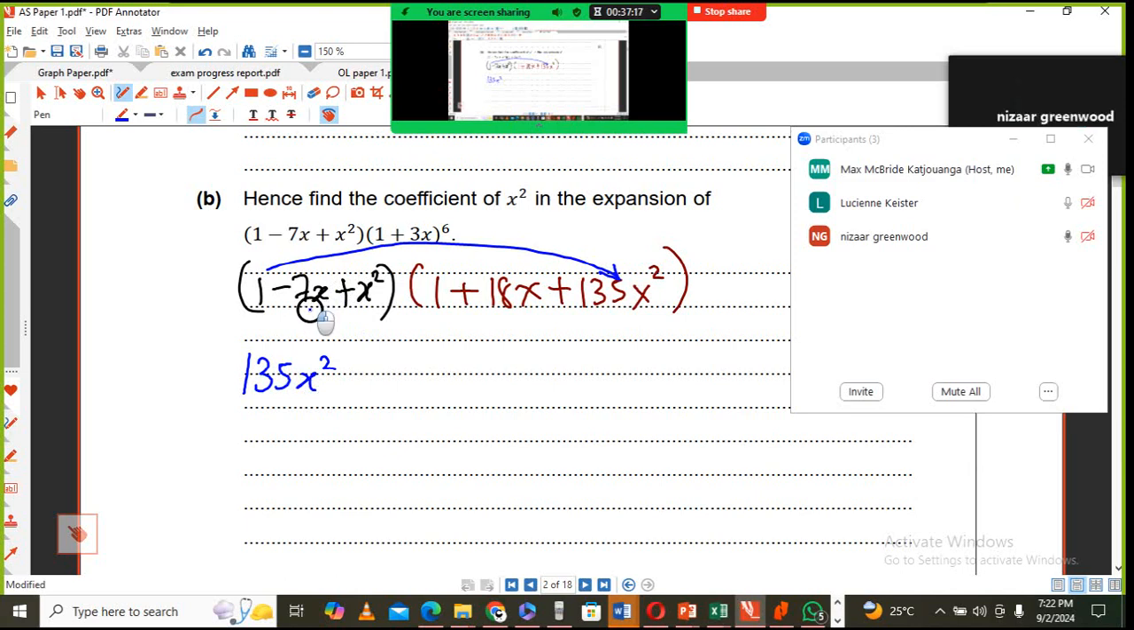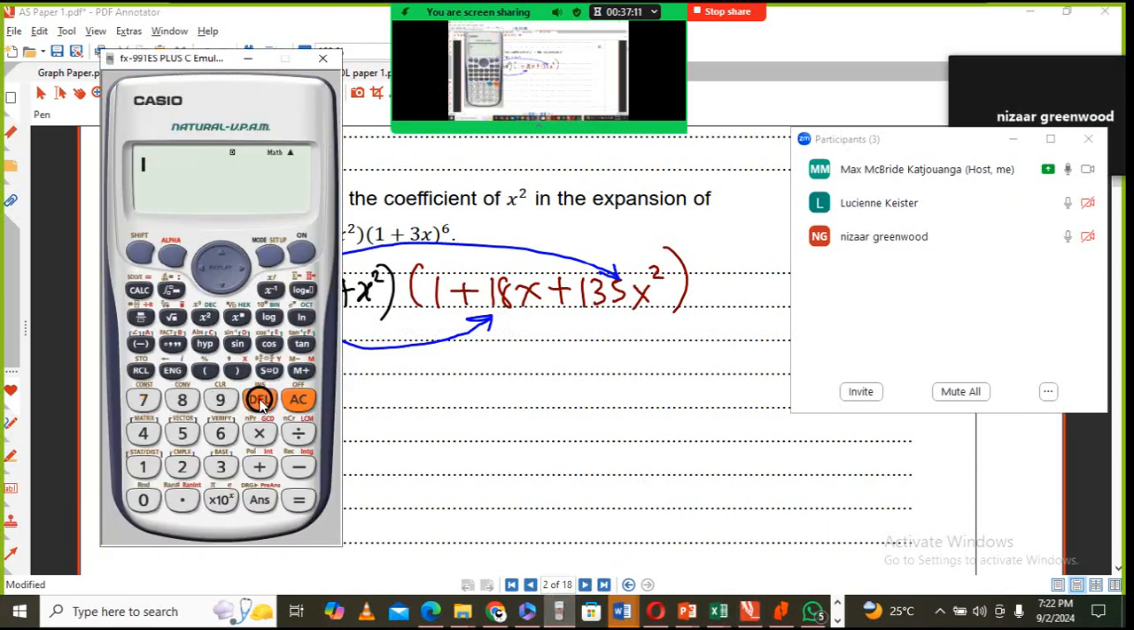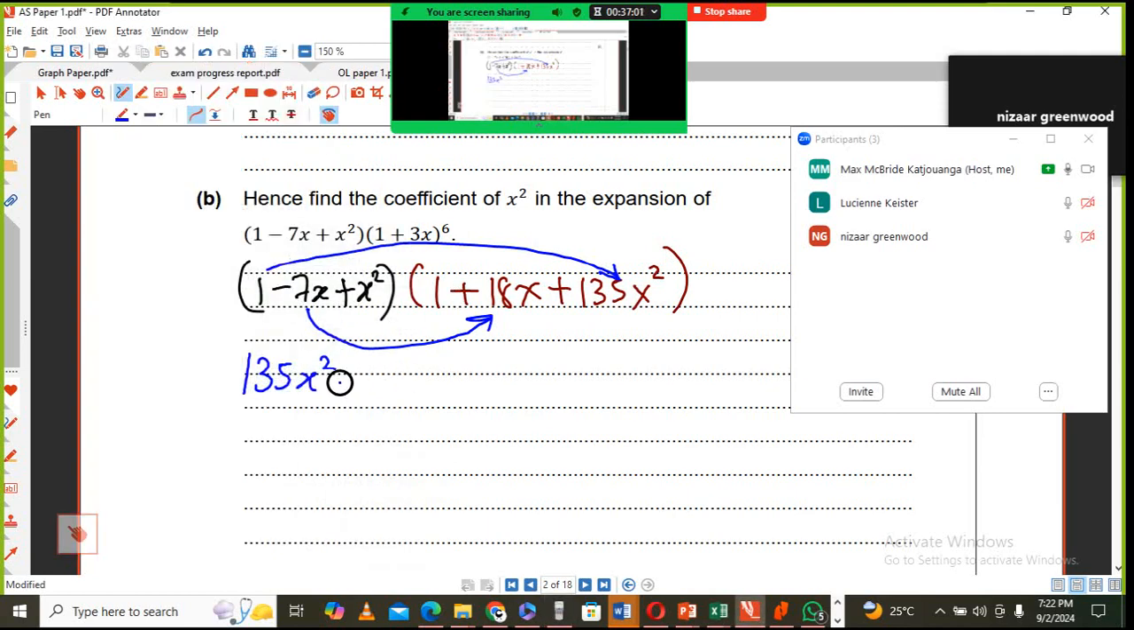Yes. The next one will be this 7 times that. That's 7 times 18, but negative. Oh my goodness, it's negative 7 times 18. So negative 126. So that's minus 126x squared. Is there another one? Yes. The x squared. This one here, no?